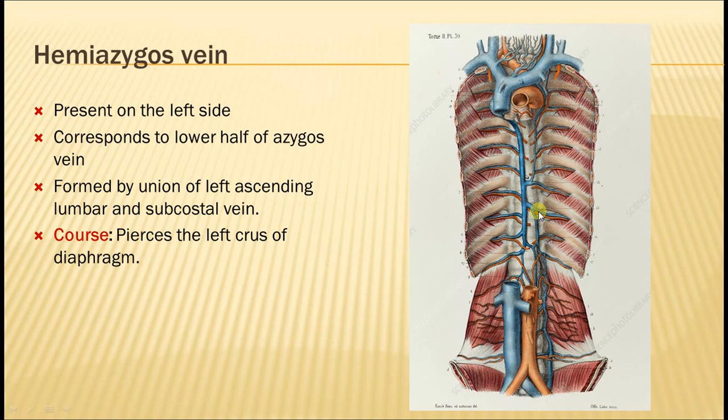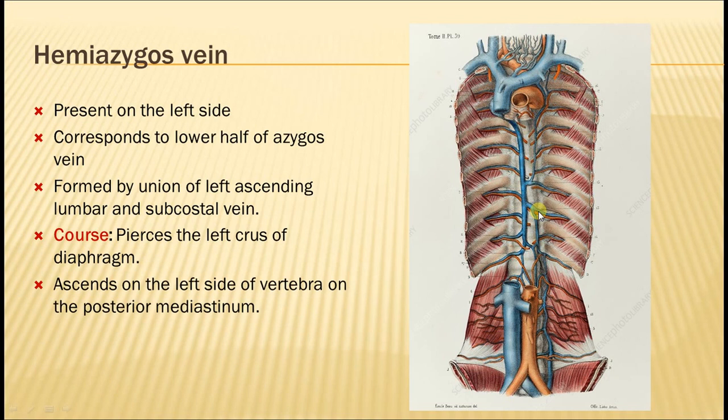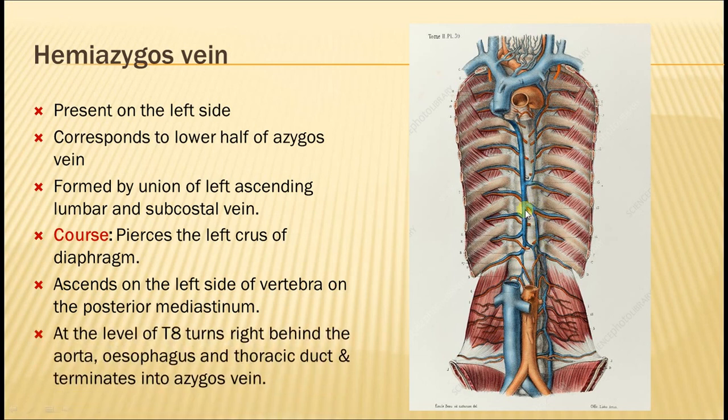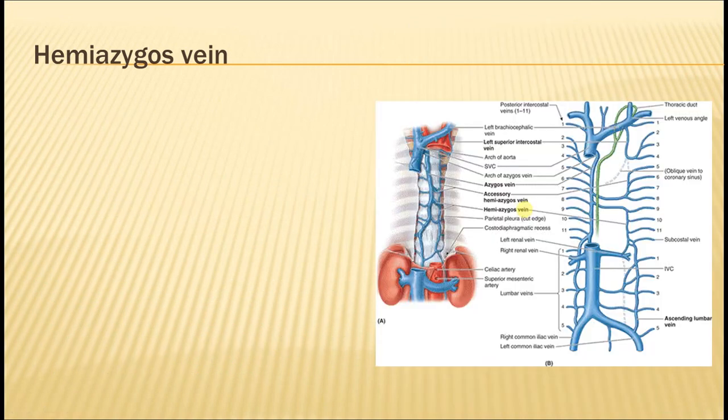The crus of the diaphragm is nothing but the vertebral origin of the diaphragm. The diaphragm originates by the attachment of the diaphragm to the vertebra, the right crus and the left crus. So it pierces the left crus of the diaphragm, ascends along the left side of the vertebra, and at the level of T8 it turns towards the right side behind your esophagus, descending thoracic aorta and thoracic duct, and terminates into the azygos vein. So at the level of T8 it turns right side and terminates into the azygos vein.